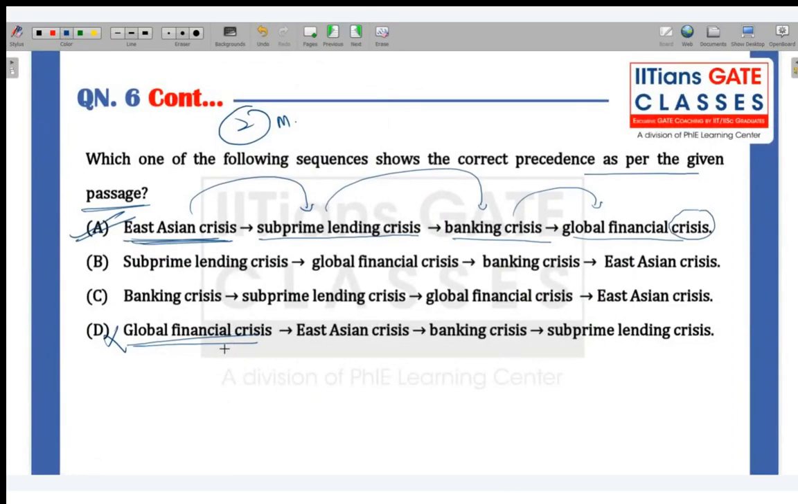And in fact, if you understood that the Asian crisis is going to happen first, then all the other choices are wrong. You see this choice and this choice are going to be eliminated immediately, because the East Asian crisis is happening at the end. So I hope everybody understood.